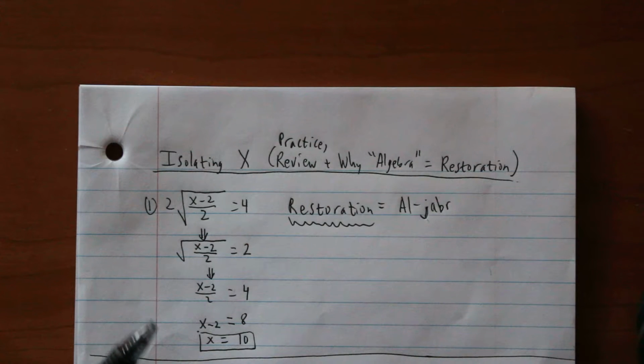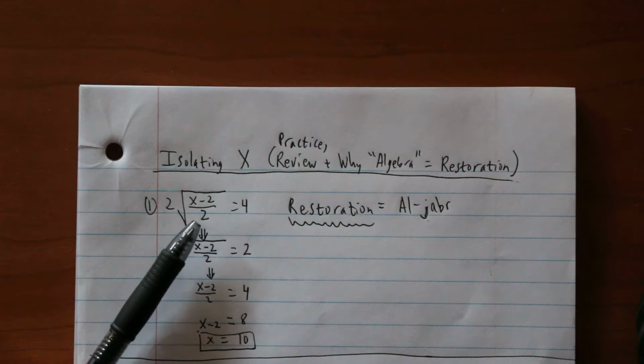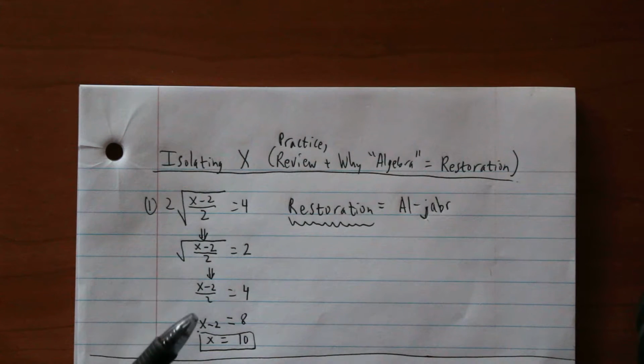Okay, so this problem, again, is not meant to be necessarily a really hard problem. It just shows nicely how we're literally restoring x by undoing everything that's going on.